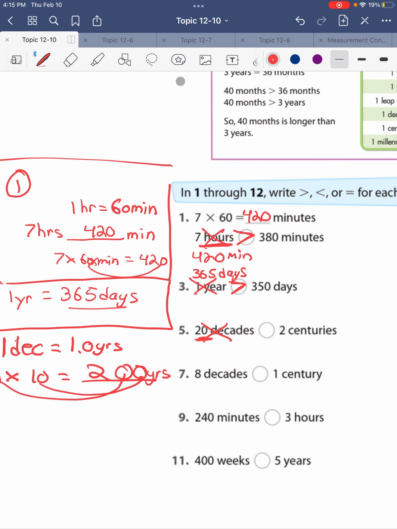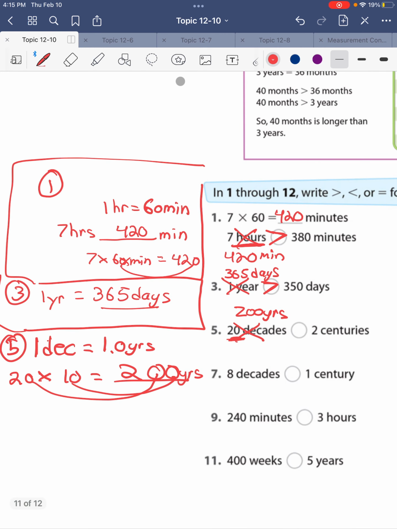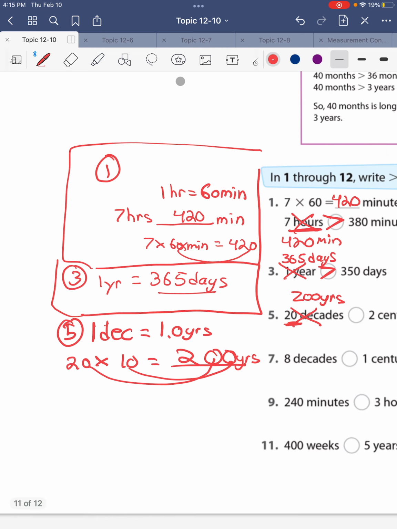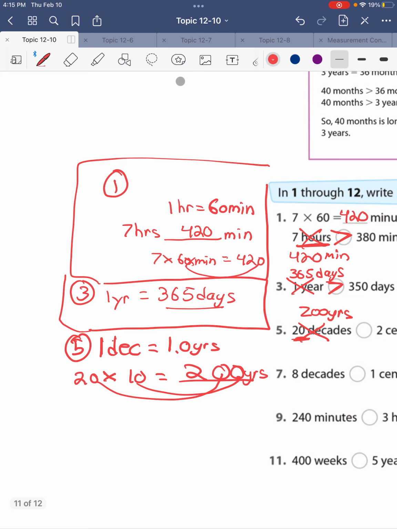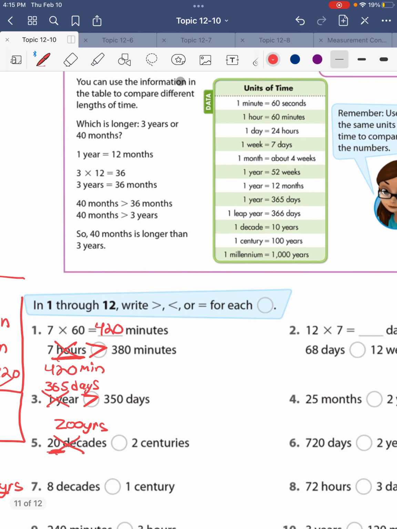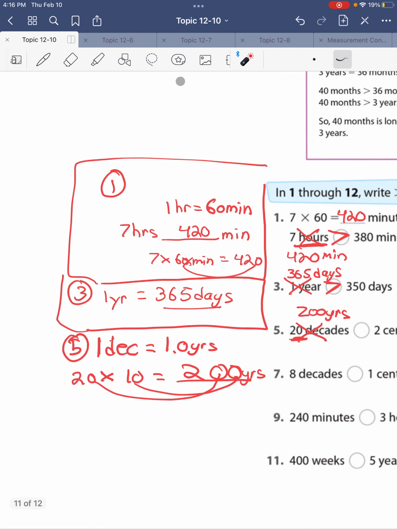So I'm going to erase this. I'm going to put 200 years. Okay. I got to do the same thing for 2 centuries. Okay. So let me look at the conversion for centuries. Century says 1 century is 100 years. Okay. So I'm going to go back over here and I'm going to put 1 century. I'm going to put C-A-N-T. 1 century equals 100 years.